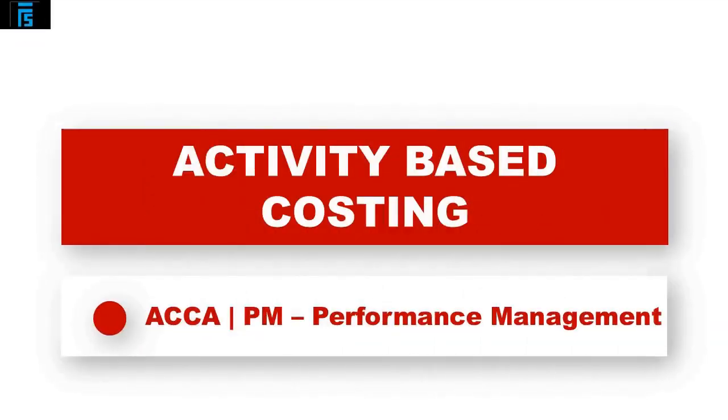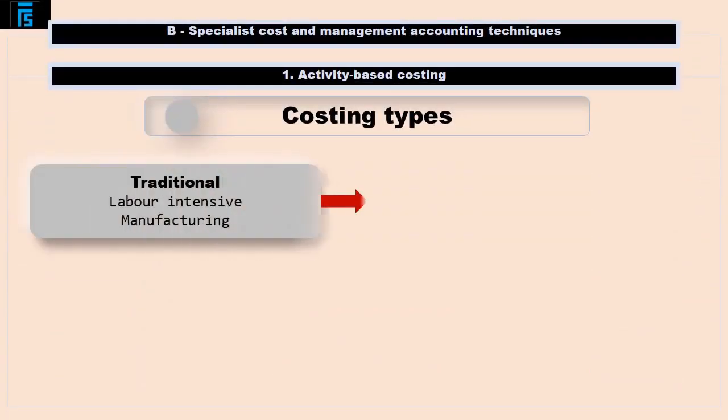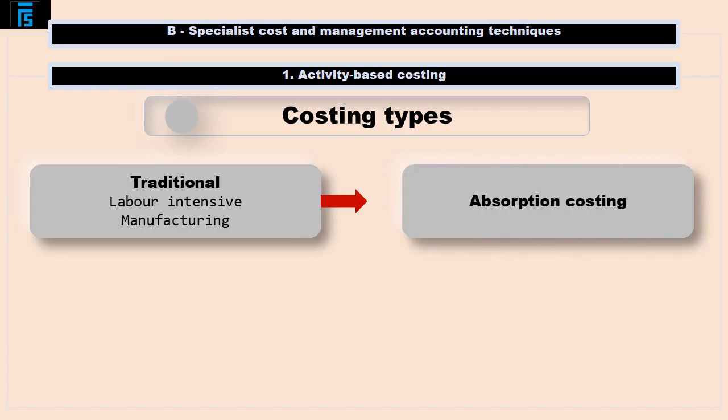This presentation covers the management accounting technique of activity-based costing. Traditionally, manufacturing was labour-intensive. It made sense, therefore, to trace overheads to products, or to absorb, based on the number of labour hours worked, or the number of units produced. Absorption costing was used for this.